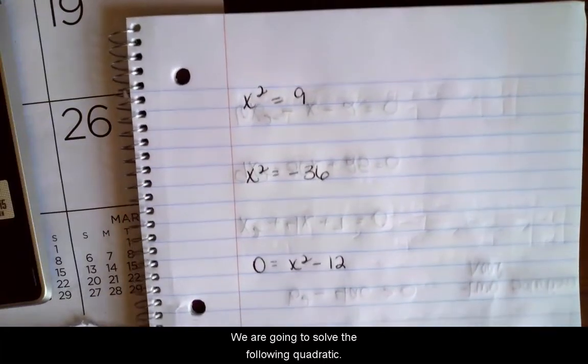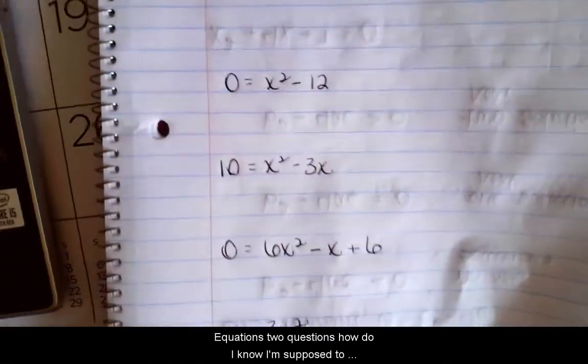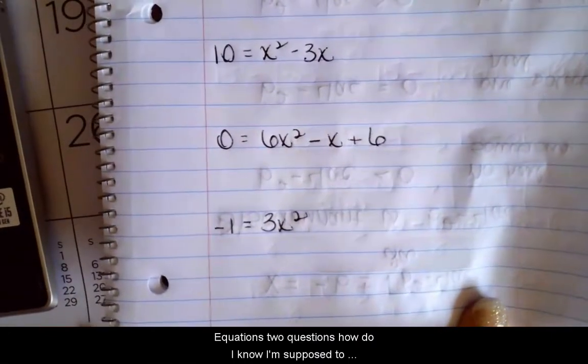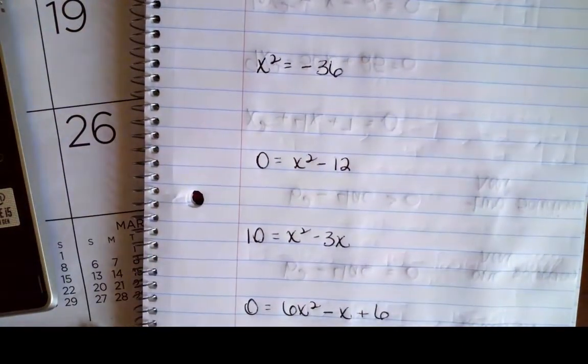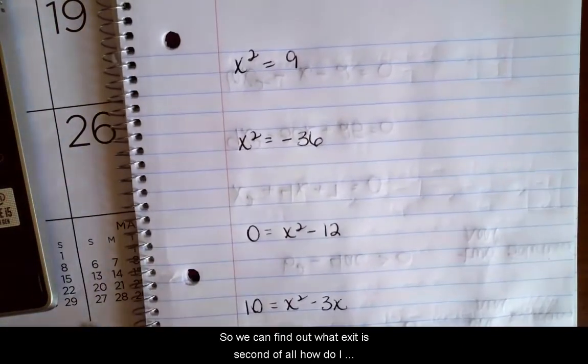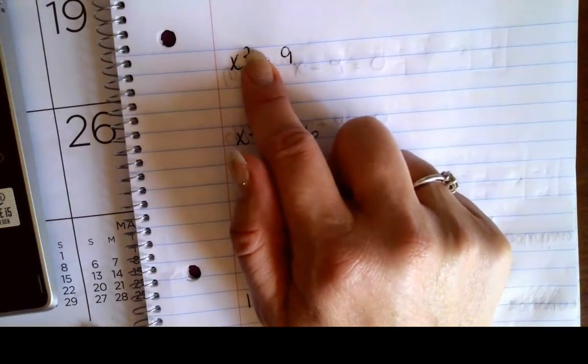We are going to solve the following quadratic equations. Two questions. How do I know I'm supposed to solve? Because there's equal signs all the way down. So we're going to find out what x is. Second of all, how do I know that they're quadratic? Because you've got an x squared.